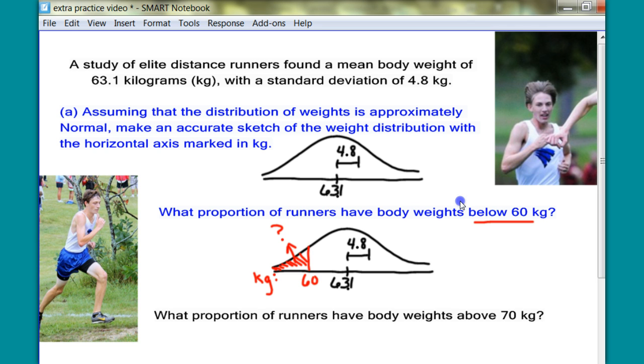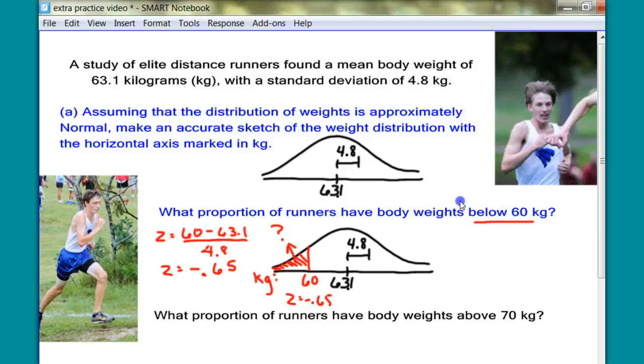How do we find area? We take that 60 kilograms and we change it to a z-score. So we'll go z is equal to 60 minus the mean, 63.1, divided by 4.8, the standard deviation. I calculated that. Please calculate it on your own. Make sure that I'm right. I got a z-score of negative 0.65 for that mark of 60.